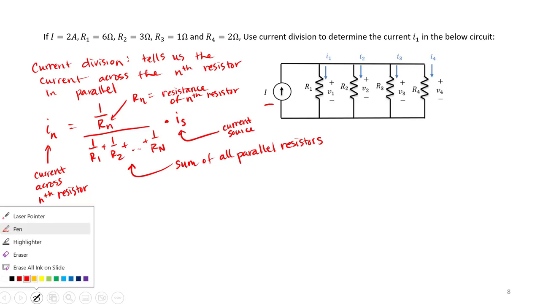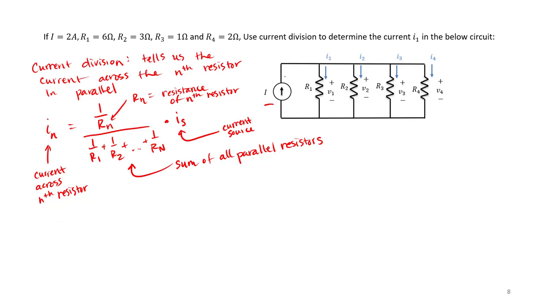So in this case, we have everything we need. Notice we have a 2 amp source. R1 was 6 ohms. R2 was 3 ohms. R3 was 1 ohm. R4 was 2 ohms. So let's substitute in. Remember, in this case, the thing we're trying to find is current I1. So let's substitute to determine current I1.